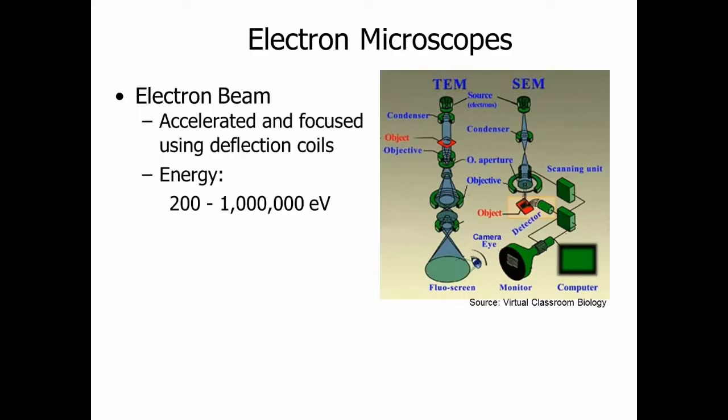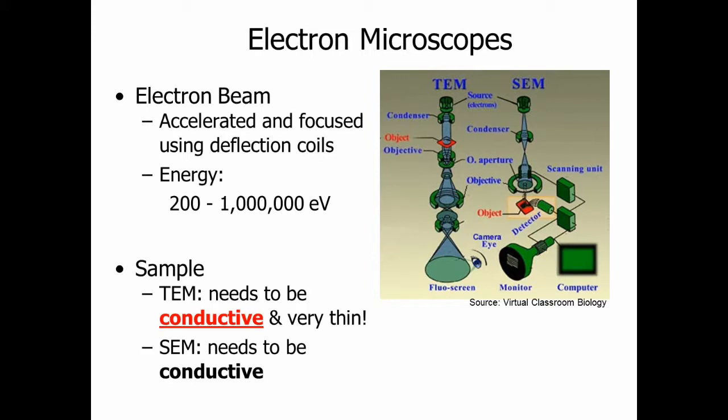Here are some pictures. We'll go into details about some other pictures in a minute, but first a little more about the electron beam. The coils that accelerate and focus are called deflection coils, and we're talking about 200 to a million electron volts here. It's very important that for TEM, your sample needs to be conductive, of course, so that electrons are conducted through your sample, and it needs to be very thin, because in transmission electron microscopes, electrons actually go through your sample, hence the word transmission. In a scanning electron microscope, you can basically put almost anything underneath it. You just need to make sure it's conductive.